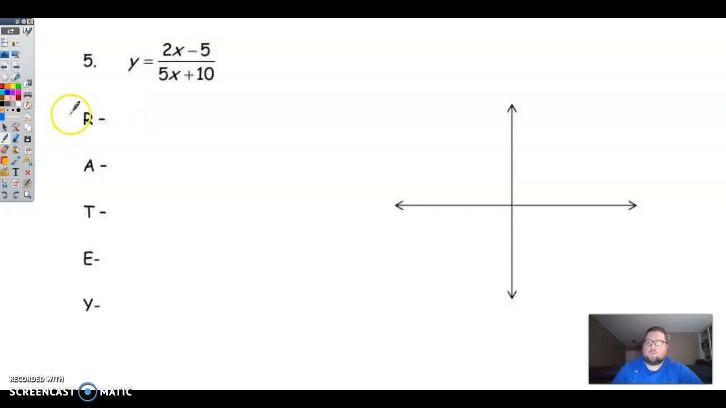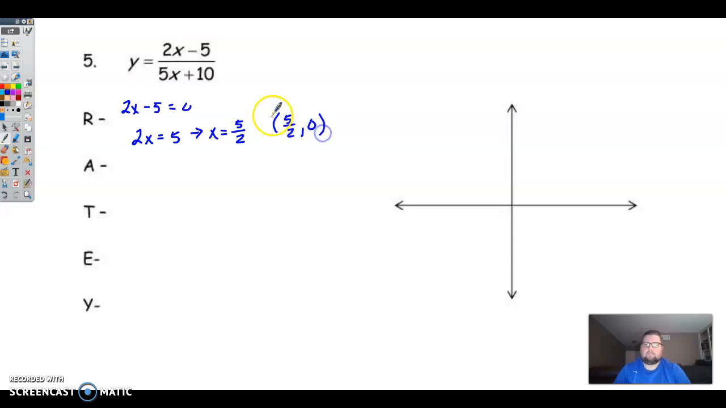All right, so for our roots, we need to set our numerator equal to 0. So 2x minus 5 equals 0. So 2x is equal to 5, and x is equal to 5 halves. So we get 5 halves, comma 0. For our vertical asymptote, we need to set our denominator equal to 0. 5x equals negative 10. And so x equals negative 2.